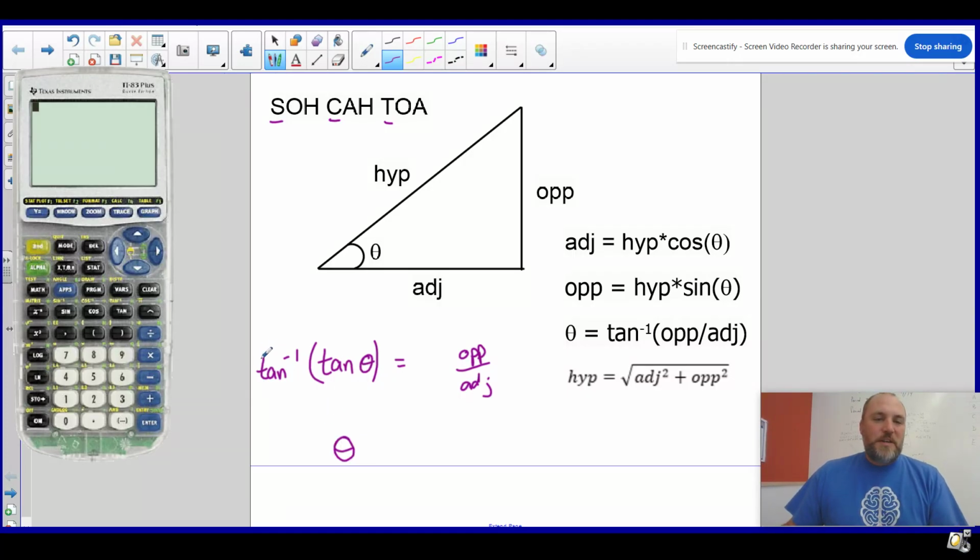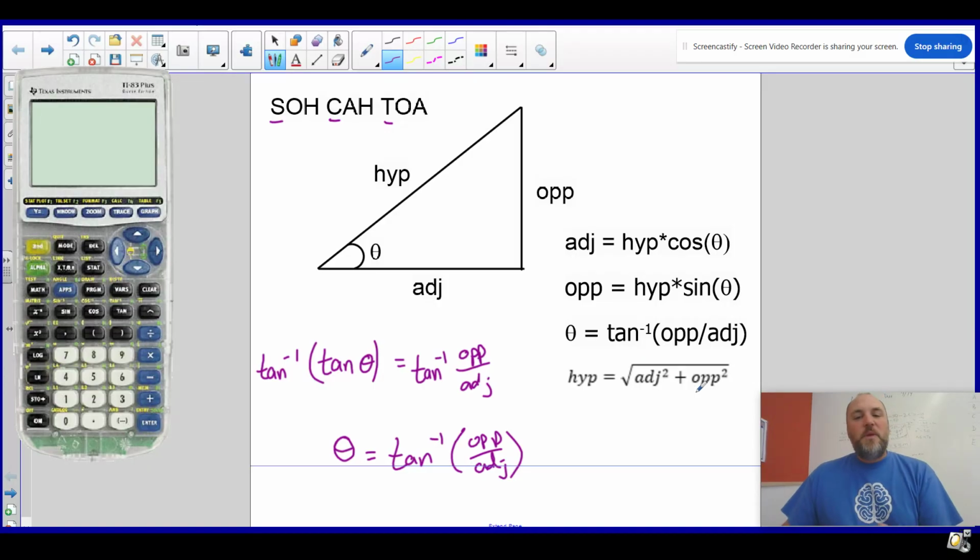But of course, if I do something to the left side of the equation, I also have to do it to the right side as well. So theta is just the inverse tangent of the ratio of the opposite side to the adjacent side. And if we know two of the component lengths, then we can find the hypotenuse with the Pythagorean theorem.